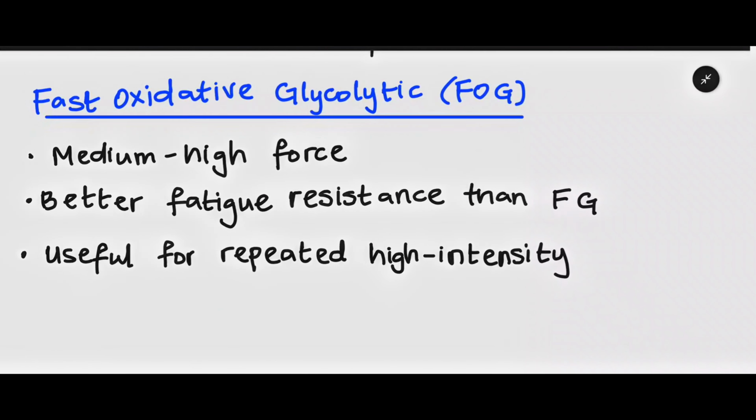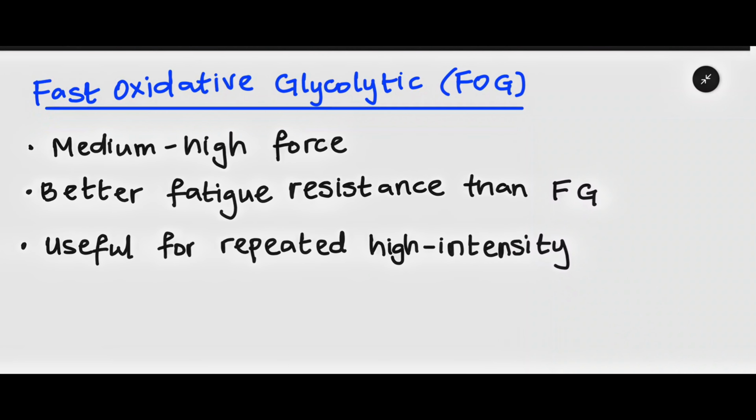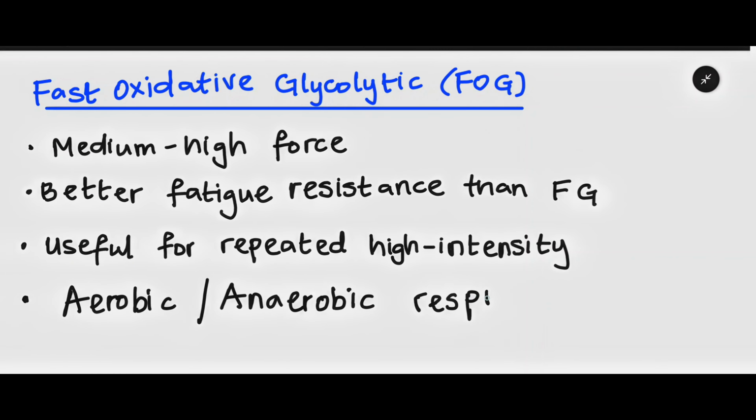Next, we have the fast oxidative glycolytic muscle fibers. These produce medium-high force. They are better for fatigue resistance than fast glycolytic fibers, but they're not as fatigue resistant as slow oxidative fibers. So they are useful for repeated high intensity work. And fast oxidative glycolytic fibers can use both aerobic and anaerobic respiration to be able to generate energy.